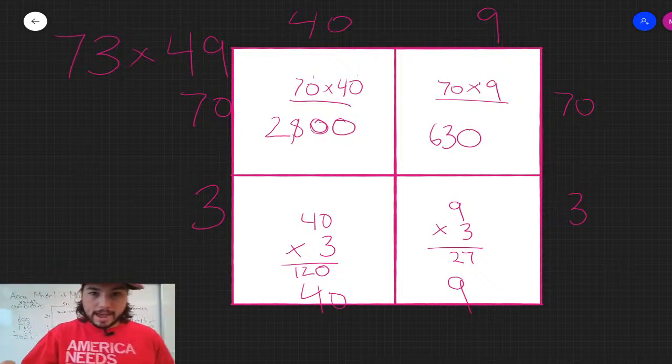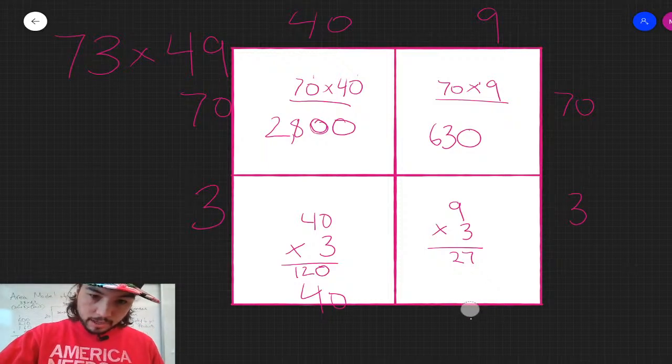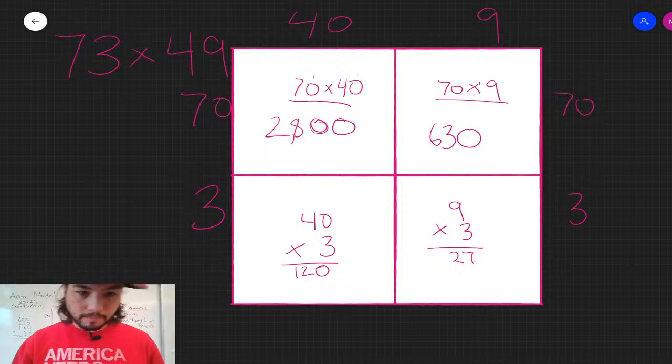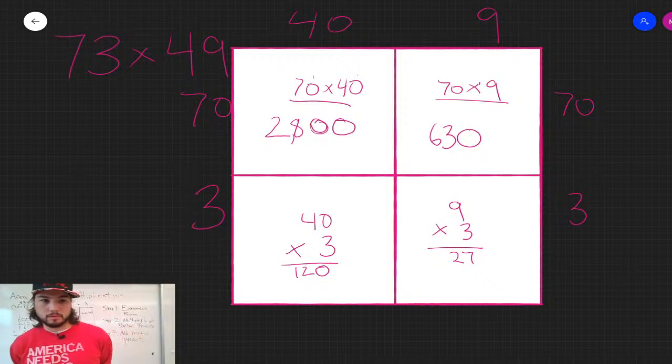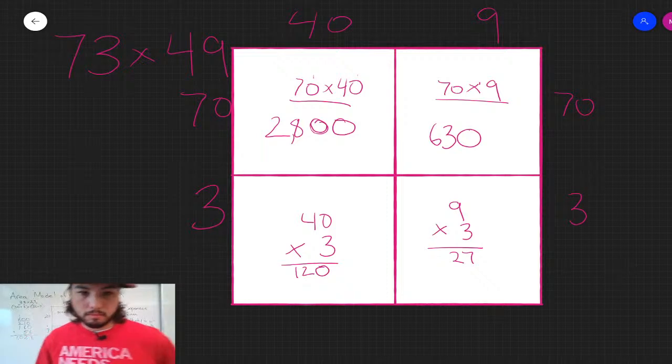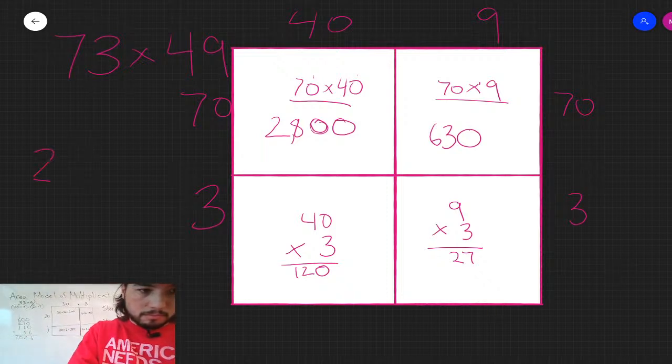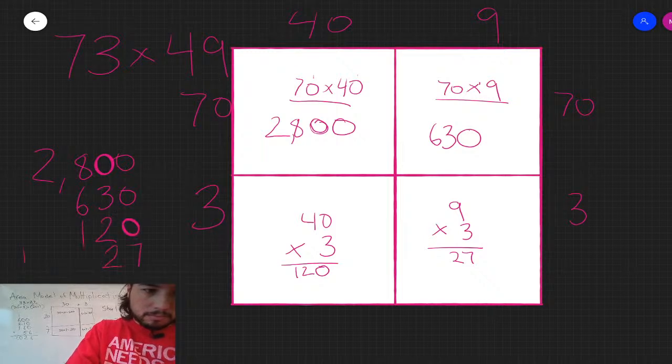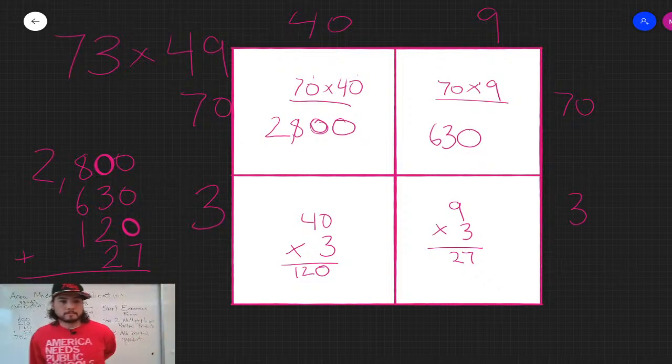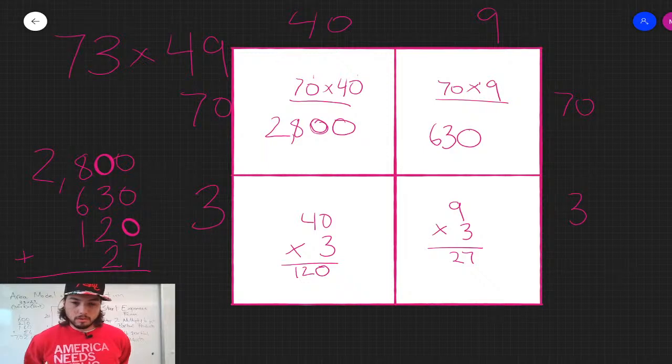Okay, go ahead and add those partial products together to see what you come up with. We've got one answer in the chat. Let's see if we can get a couple more here.